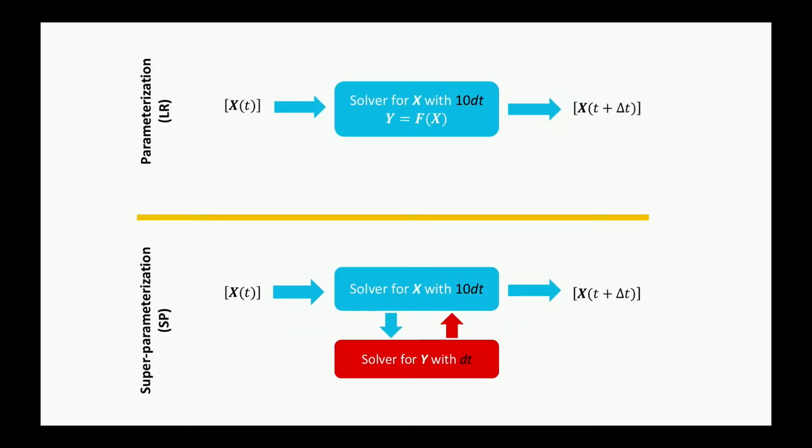Low resolution basically looks like this. Here, Y is approximated as a function of X, and then X is integrated at 10 delta t instead of delta t. So it's low resolution, less accurate, but tractable, and often is very inaccurate. Super-parametrization is where Y is integrated at delta t, but only fed at every 10 delta t. So really, this is better than LR, but it's still very expensive in real simulations, though it's slightly more accurate than LR.